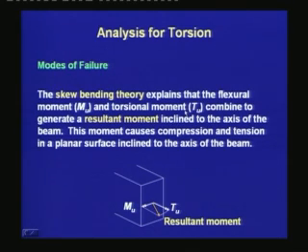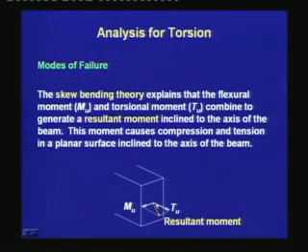The skew bending theory explains that the flexural moment, which is represented as Mu, and torsional moment, which is represented as Tu, combine to generate a resultant moment inclined to the axis of the beam. This moment causes compression and tension in a planar surface inclined to the axis of the beam. For a beam under flexure, we have Mu. A plane section remains plane as per the Bernoulli's hypothesis for a beam under flexure.